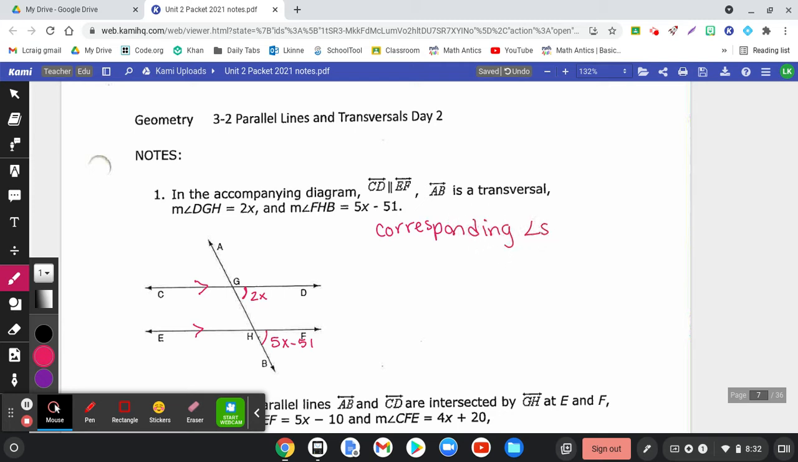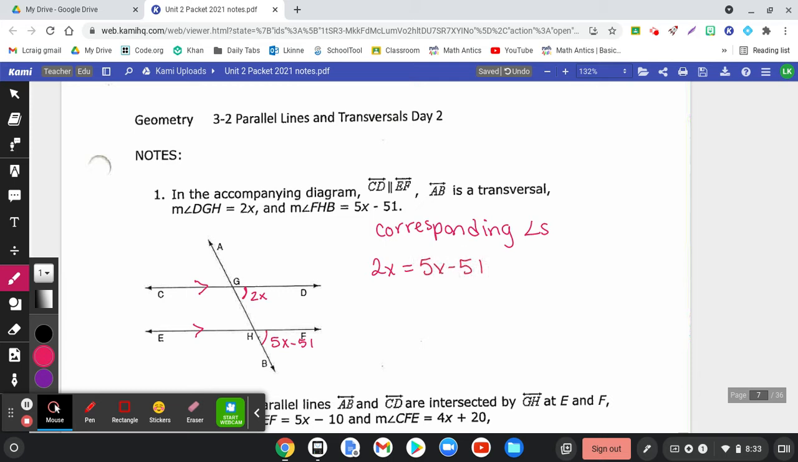So corresponding angles are congruent. Look at, they're both acute angles. There's only two size angles. They're either congruent or they add up to 180. All right, so I'm going to set them equal. 2x equals 5x minus 51.